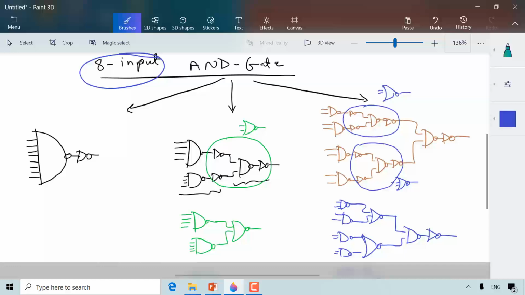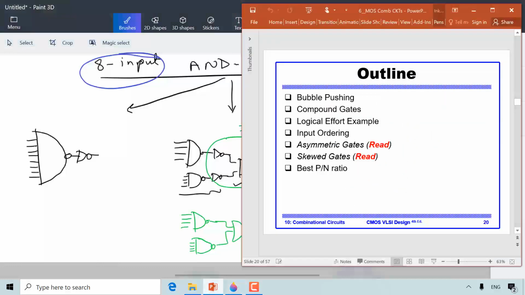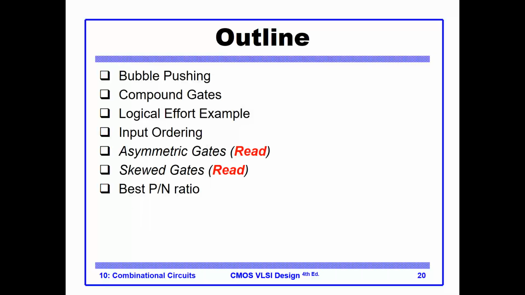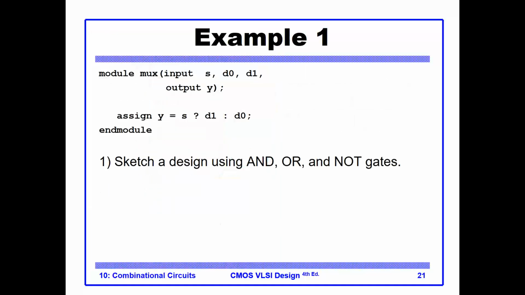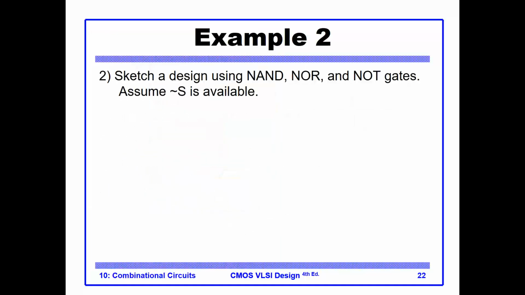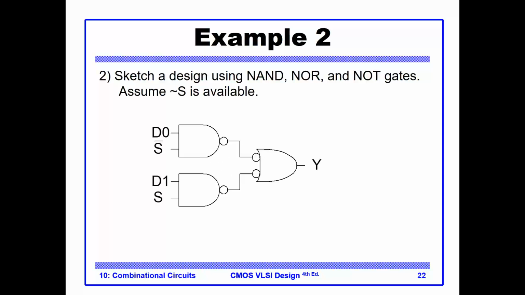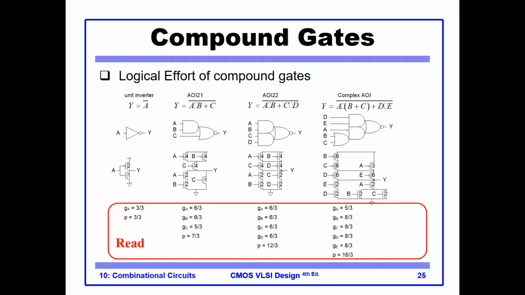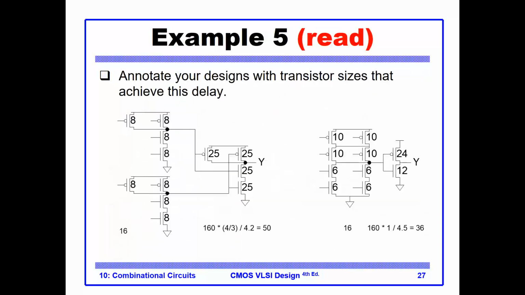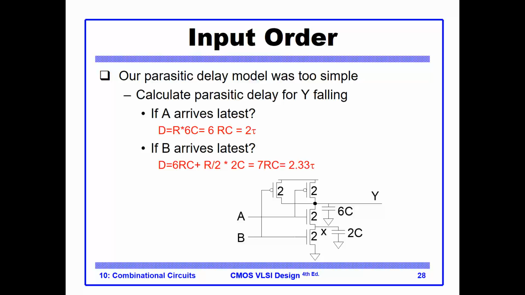Okay, so let's go back to the slides here. We have covered all of this. These are extra examples. You can consider going over them yourself, very similar to what we have done here. We are not doing the logical effort, by the way, for complex gates. We are limiting our logical effort to just NANDs, NORs and inverters.